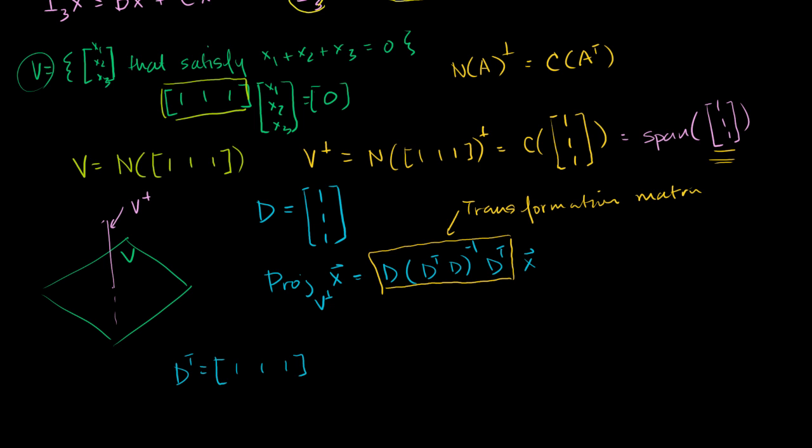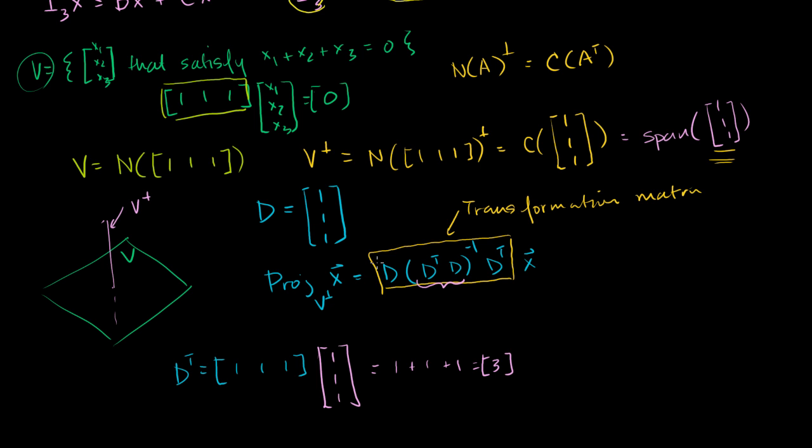What is D transpose times D? Well, that's D transpose. This is D, just like that. So what is this going to be equal to? This is just the dot product of that and that, right? 1 times 1 plus 1 times 1 plus 1 times 1, it equals 3. So this thing right here is equal to a 1 by 1 matrix 3.